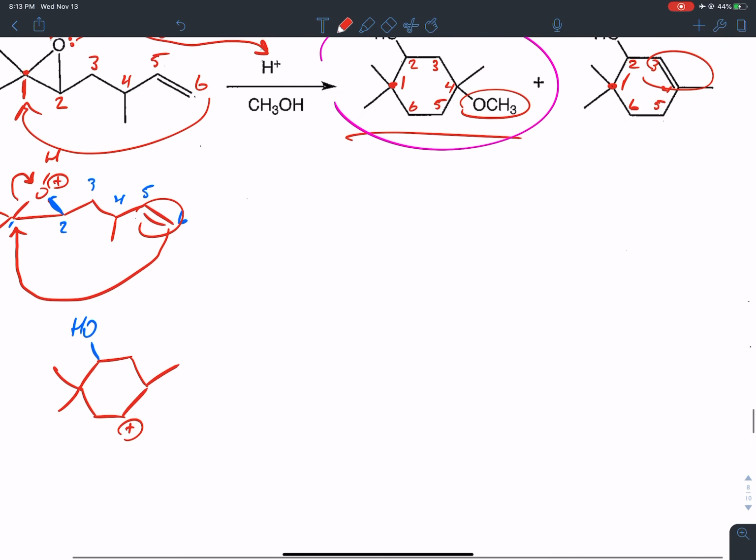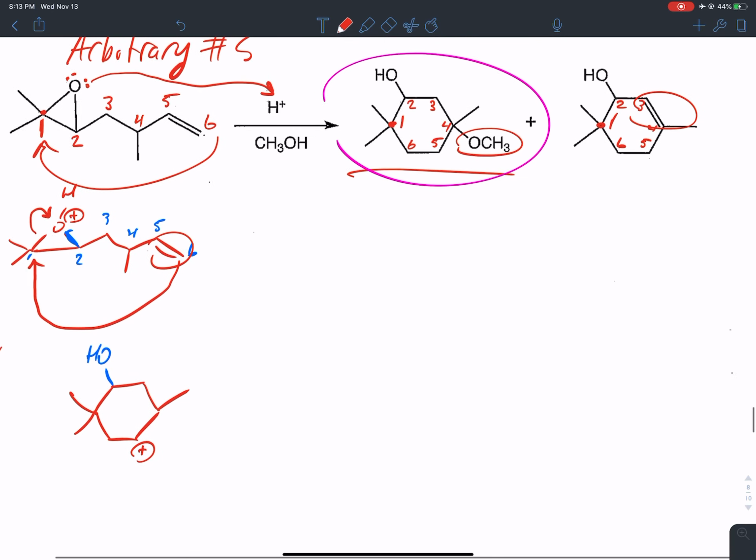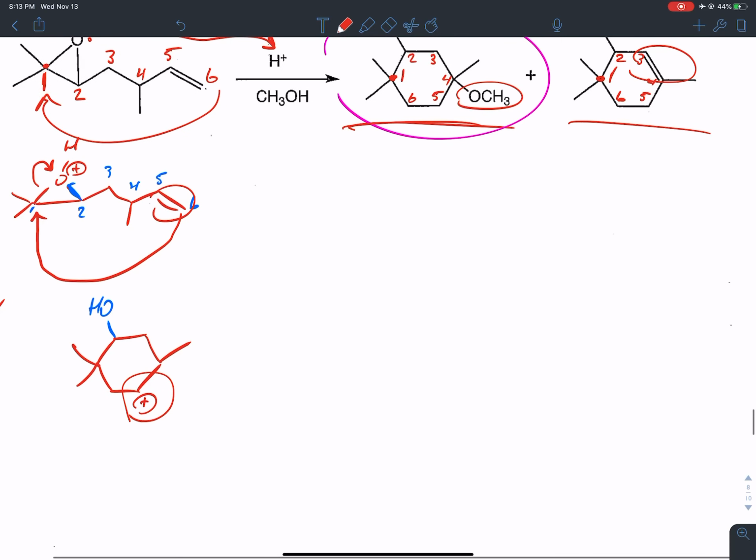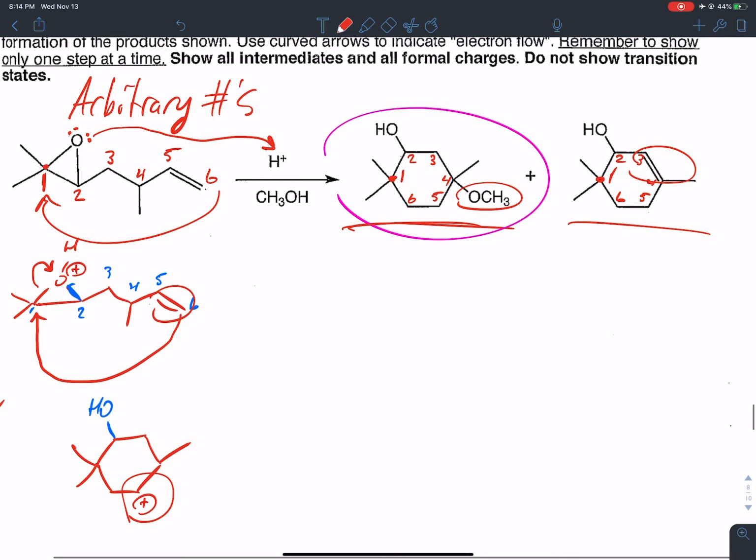So here's what we've got. Looking at our products, so carbon 5 here, it's a very reactive site. Do we see anything adding to carbon 5 or a double bond forming at carbon 5? No. So are we going to need to move that electrophilic site somewhere? Yes, we're going to do a hydride shift to move that electrophilic site somewhere else so that it's consistent with the product she gives you.